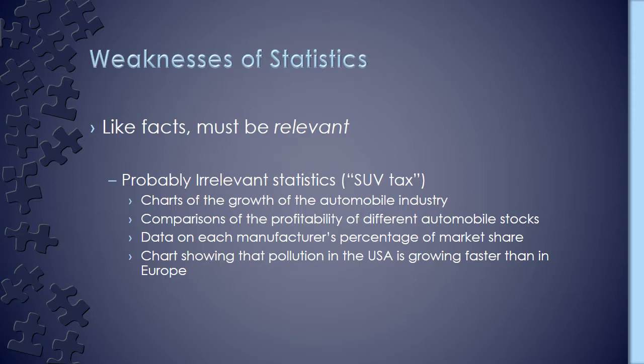Charts about how fast the automobile industry is growing, comparisons of the profitability of different automobile companies, data on each manufacturer's percentage of the market share, or even a chart showing that pollution in the US is growing faster than it is in Europe. Well, all these things talk about cars, they talk about pollution, but they don't have anything to do with the question of should we pass an SUV tax? So they're irrelevant statistics that only muddy the waters or distract from the argument itself.